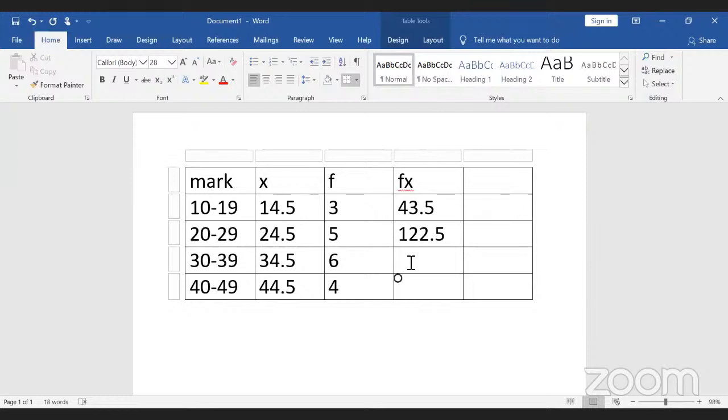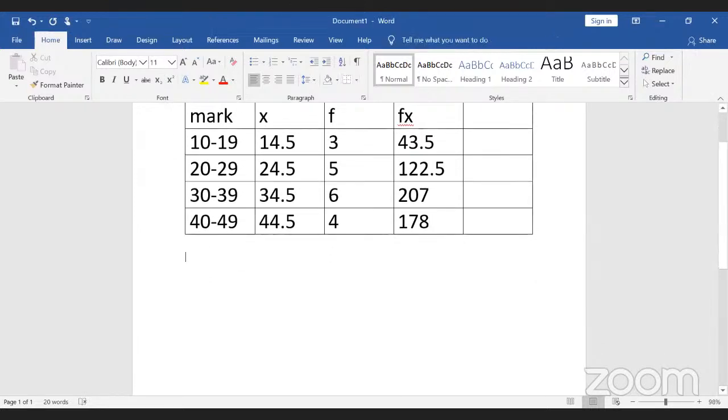So at the third, maybe we can move on together. That 30.45, then you multiply that by 6. That is 207. Then lastly, I have 44.5. I multiply that by 4 because F in that row is 4. I get 178. Then I'll get the sum of this column here, Fx. What did you get as the sum of that column?